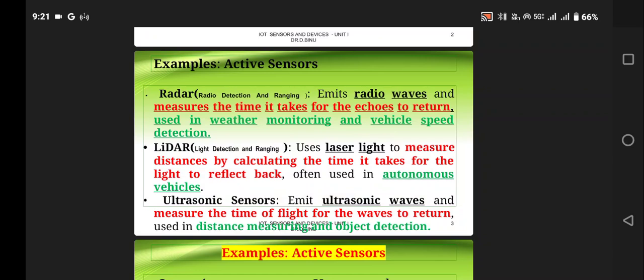The second one is LIDAR, that is light detection and ranging, which uses laser light to measure distances by calculating the time it takes for the light to reflect back, which is often used in autonomous vehicles. The third one is ultrasonic sensors, which emit ultrasonic waves and measure the time of flight for the waves to return, which is normally used in distance measuring and object detection.